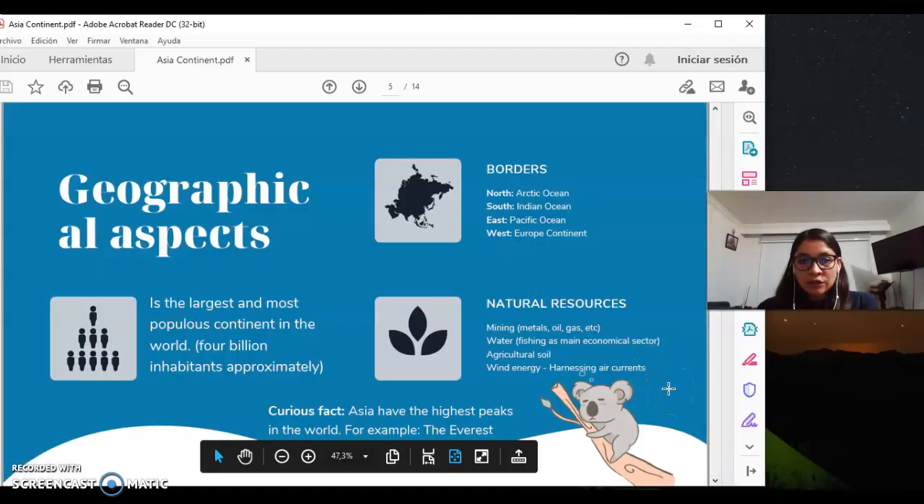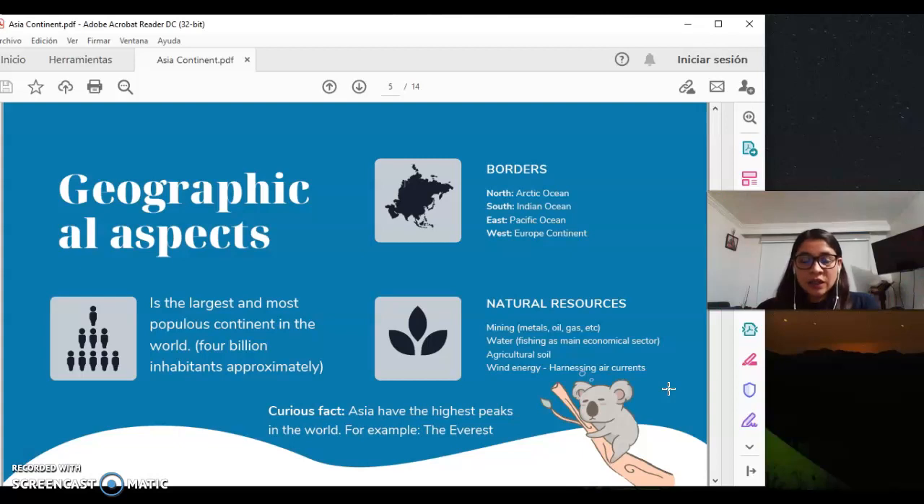The main geographical aspects of Asia: first, it is the largest and most populous continent in the world, with approximately 4 billion inhabitants. Then we have the borders of the continent: in the north is the Arctic Ocean, in the south the Indian Ocean, in the east the Pacific Ocean, and in the west the border is with the European continent. And finally, the natural resources are first minerals like metals, oil, and gas, that boost the labor of mining.